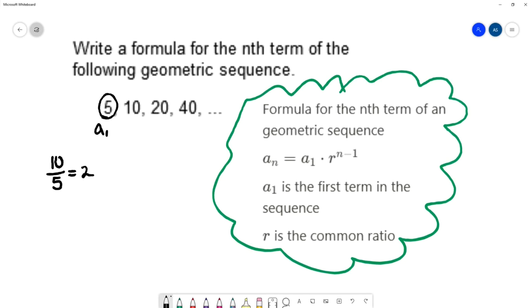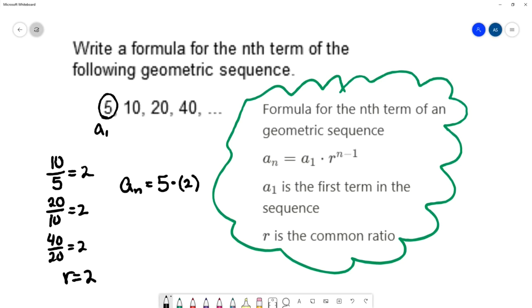If I take the next two consecutive terms, that's 10 and 20. 20 over 10 is 2. And the next two consecutive terms, 40 and 20, that's 2. And that's the reason why it's called the common ratio, because every pair of consecutive or successive terms is going to have this ratio. So we know that r is 2. So we can write the nth term of our sequence as 5, that's our first term, times our common ratio of 2 to the n minus 1 power.